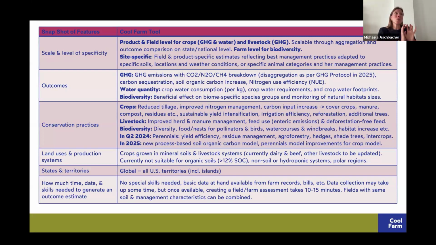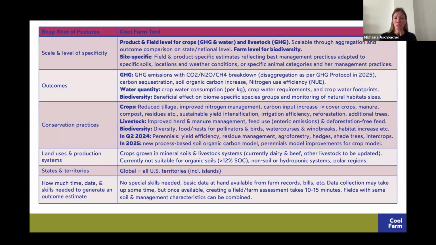So if you really want to, for example, make a footprint of potato or wheat in Iowa, that can be done also with the Cool Farm tool. I mentioned that biodiversity is done on farm level. So we really look at any kind of activity on the farm. And then there is some specificity on the site itself.